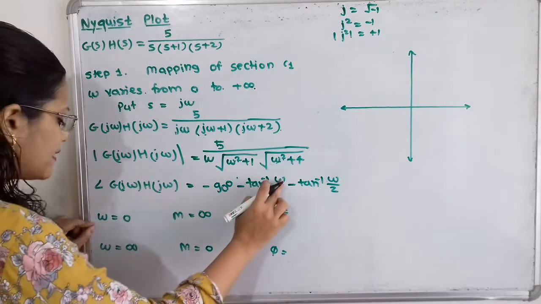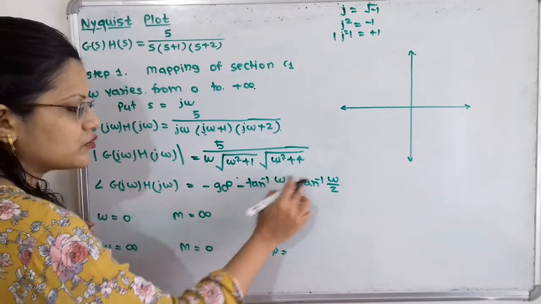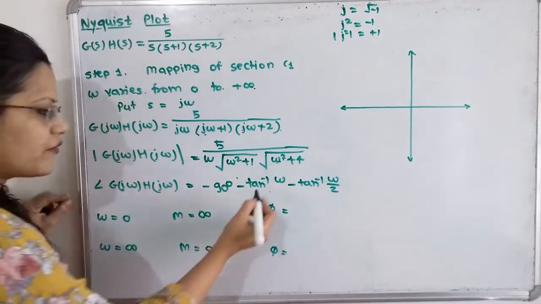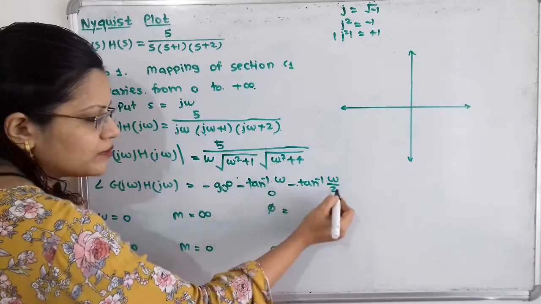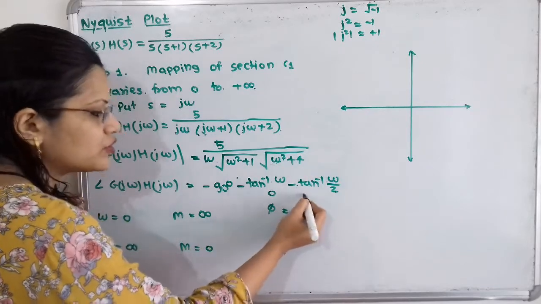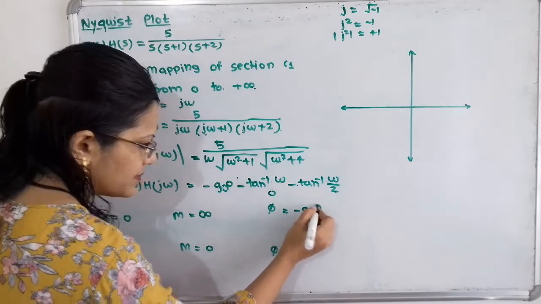Now put omega is equal to 0. So what is the value of tan inverse of 0? So tan inverse of 0, that is 0. Now if we observe tan inverse of 0, that is 0, minus tan inverse of 0 by 2. So 0 by 2, that is 0. So tan inverse of 0 is also 0. So what is the remaining angle? That is minus 90 degree.